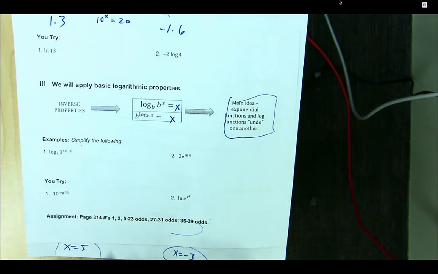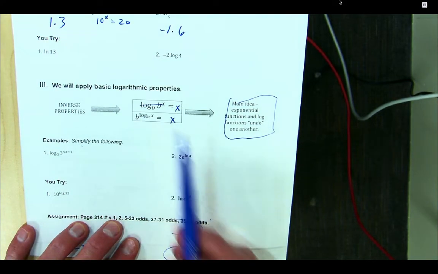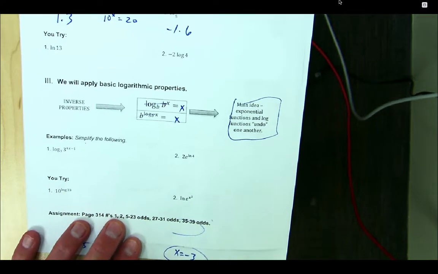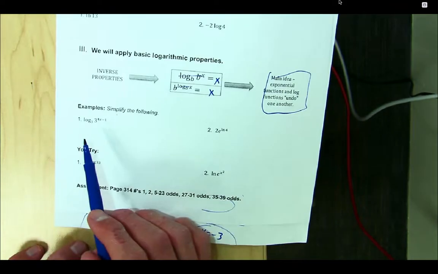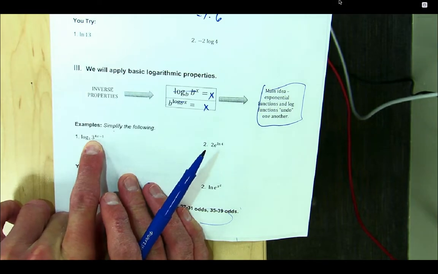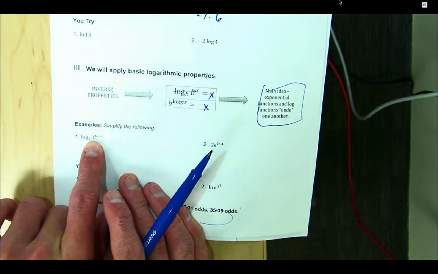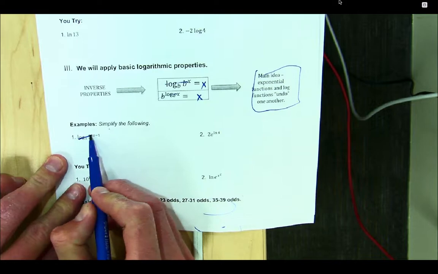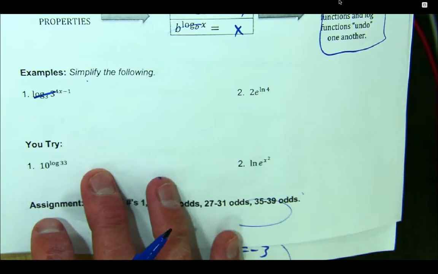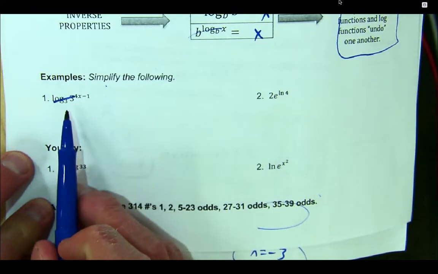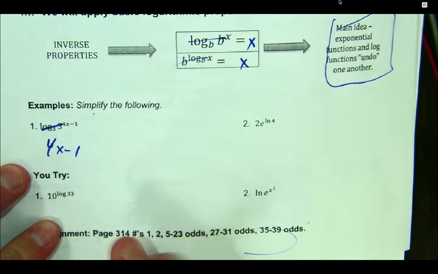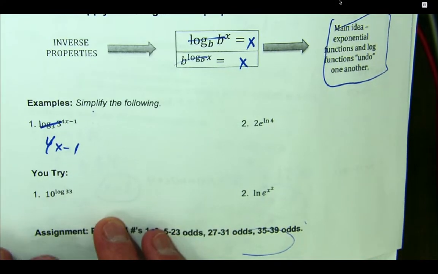All right. So these log base b and b would just cancel out, and all you have left is x. These would cancel out, and all you have left is x. So when you take a look at number 1, log base b of this 3 to the 4x minus 1, these cancel out because the bases are the same. So since these cancel out, all you're left with is 4x minus 1, and you can't do anything more with that.